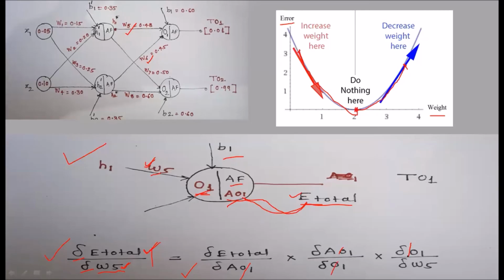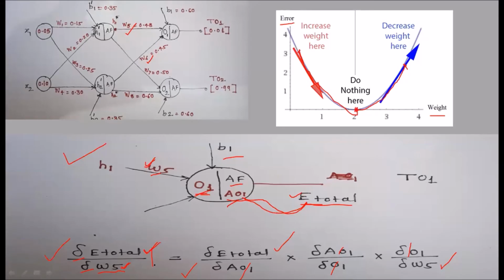Actually, what we are getting is the partial derivative of E total with respect to weight W5, and that is our aim. Why are we finding this? We want to find the contribution of W5 on the error. For each and every weight, you have to do all this process, and that's why software is used to develop a neural network. It is very difficult to do it manually. But just to understand this algorithm, I'm explaining this problem.